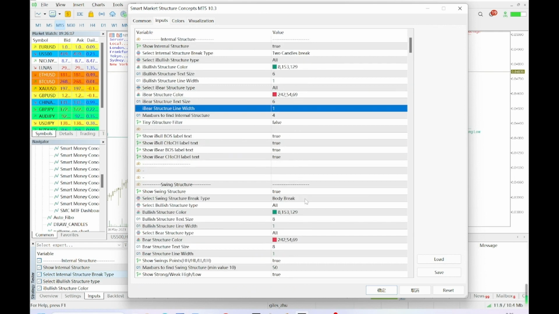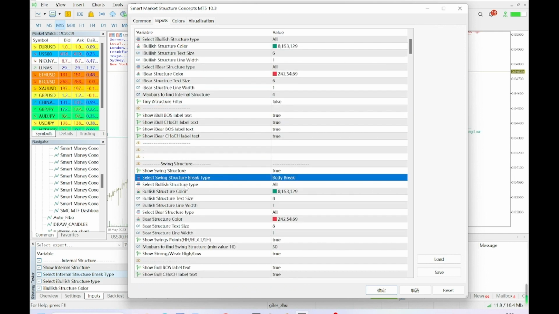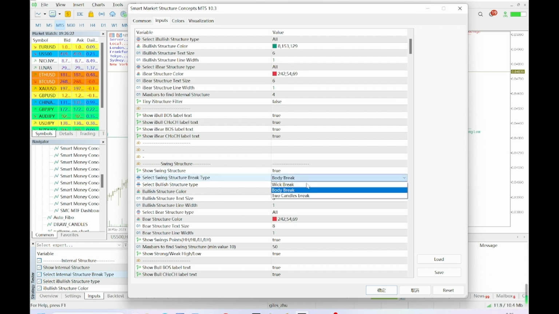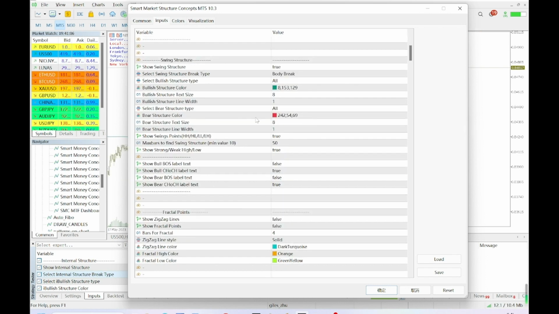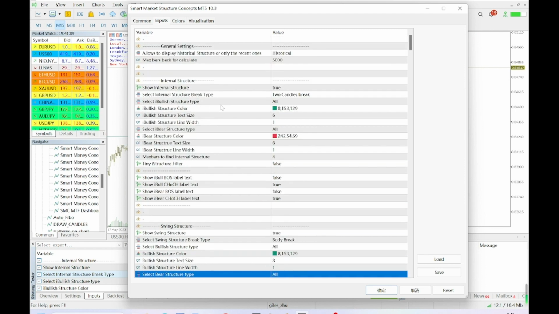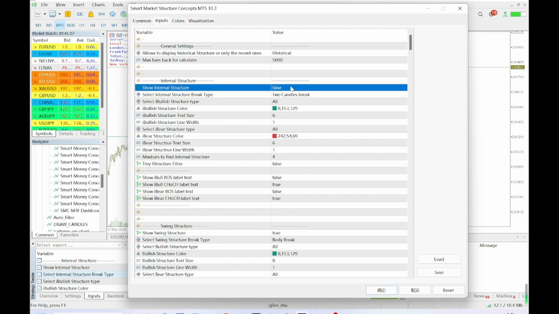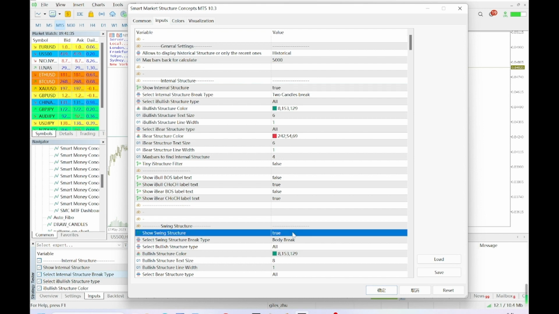Similarly, the break type of swing structure also has three types to choose from. The remaining settings are mostly display settings, and the user can set them according to their preferences. For example, we can set to not display internal structure at all, and only display swing structures. Or we can set to display only internal structures and not swing structures.